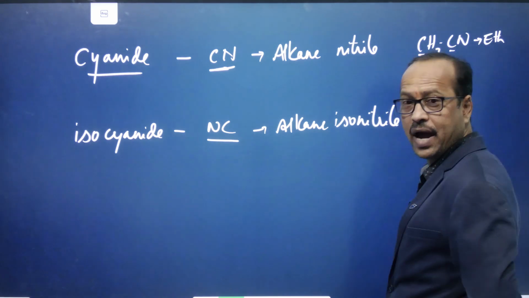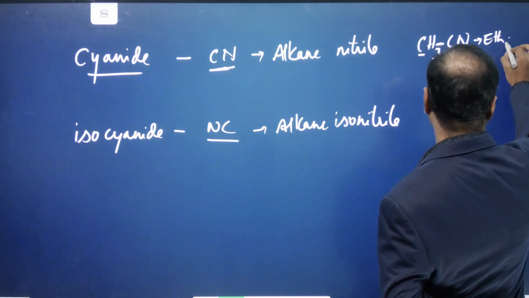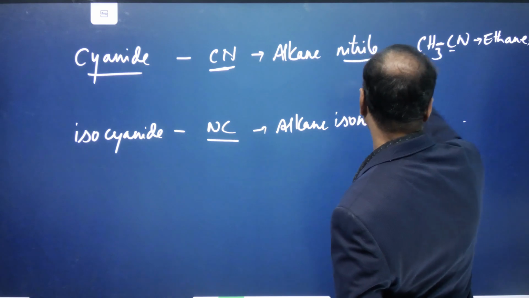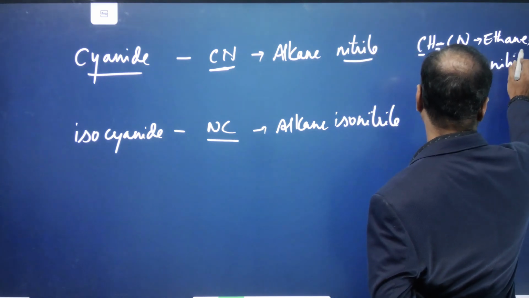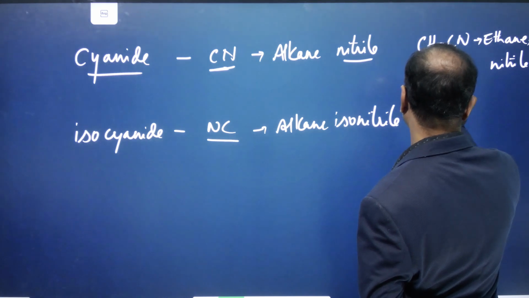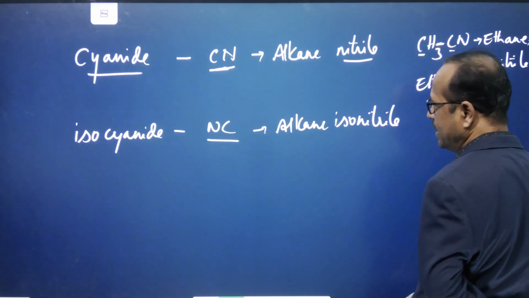Sorry, eth. And which bond is there between the 2 carbons? Single bond, right? So, ane. Okay. Plus this group is called what? Nitrile. So, the name of this one is ethane nitrile. So, like this you can write the name.